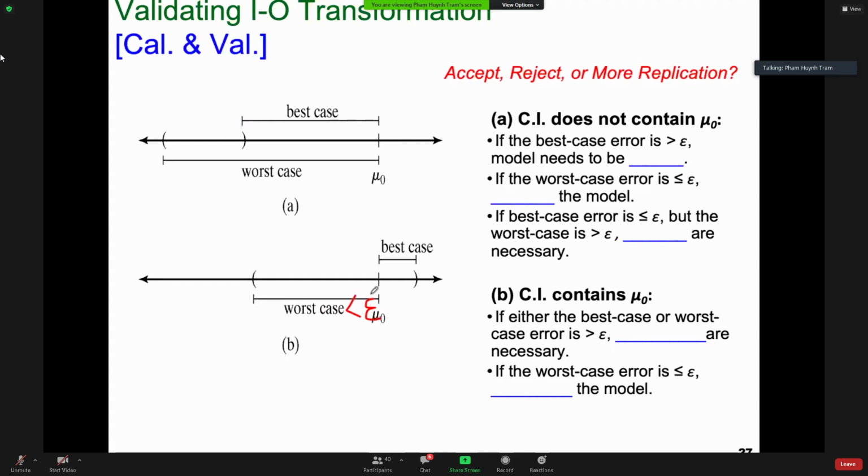Our worst case is the largest possible difference from the real system. It's smaller than epsilon, so other cases would also be smaller than epsilon. So in this case, we would accept our model. All of these list all the possible scenarios that we may have. After this lesson, when you review the lesson, you can spend time and think about it. Does it cover all the situations? Actually, it did.